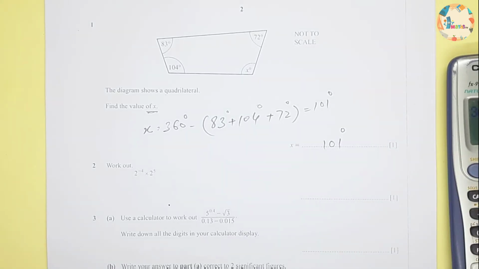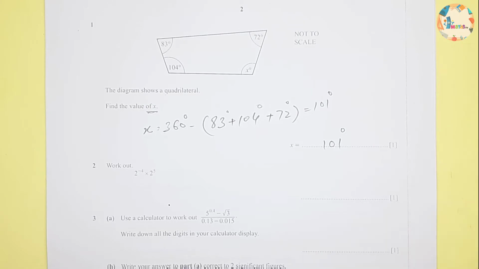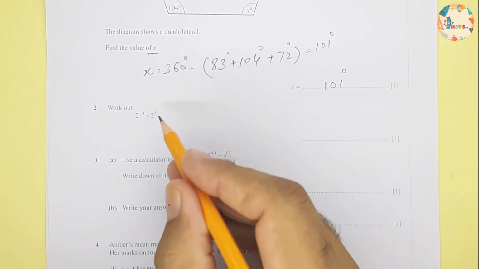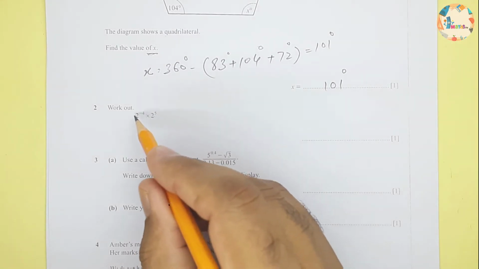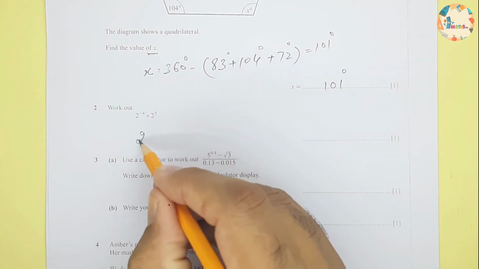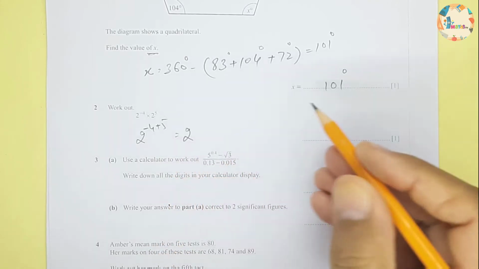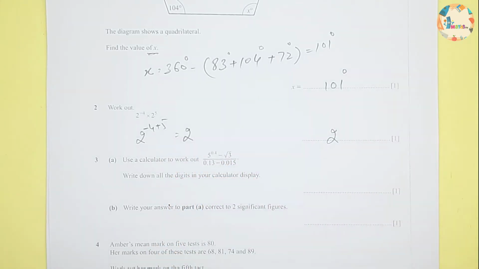Then question number 2, work out 2 raised to the power minus 4 multiplied by 2 raised to the power 5, and we know when bases are the same, powers will be added, so it will be 2 raised to the power minus 4 plus 5, which is equal to 2, so the answer will be 2.